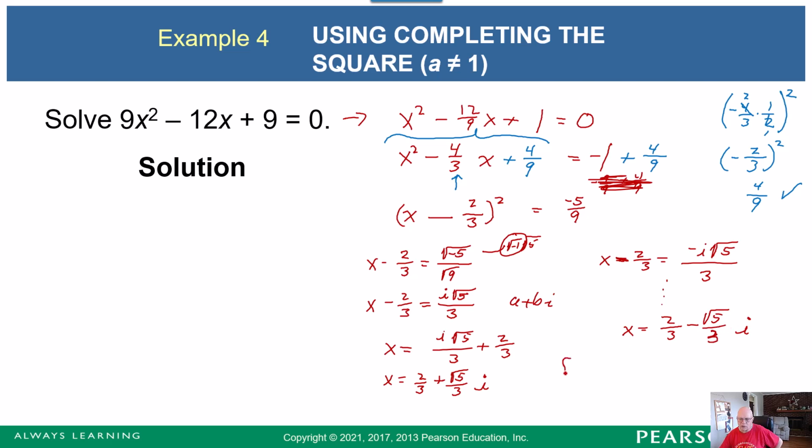And you can put them in a solution set. And if you want to, you can combine them: 2/3 plus or minus the square root of 5 over 3i. There you go. 2 solutions. And if you're wondering, yes, you can take this and put it into your calculator for x, and then take that x and put it into this equation, and you should end up with 0. Okay, I hope you followed that.